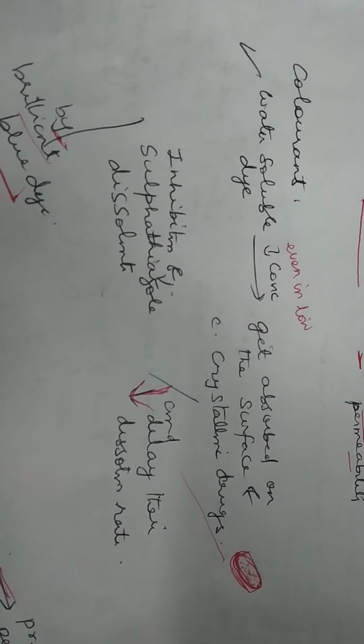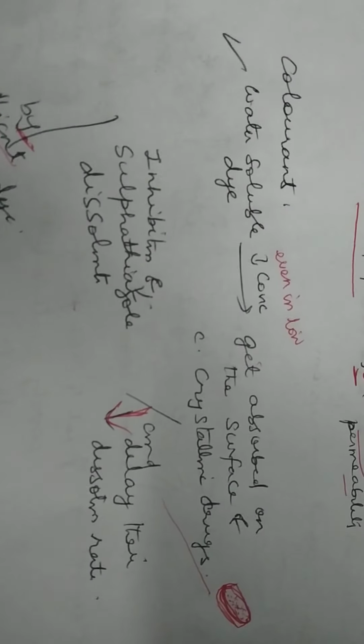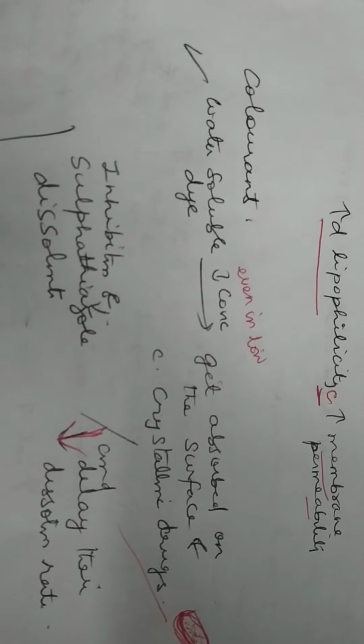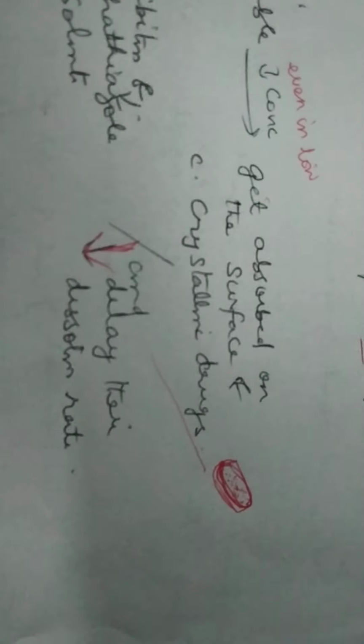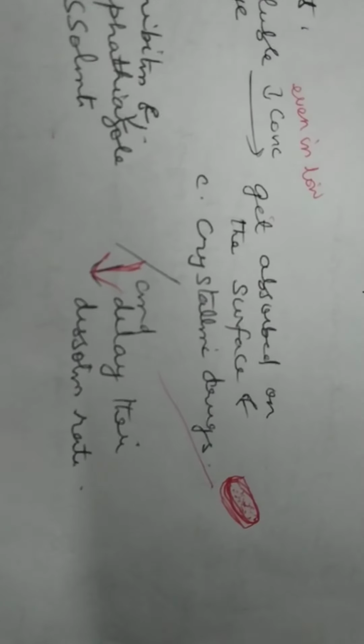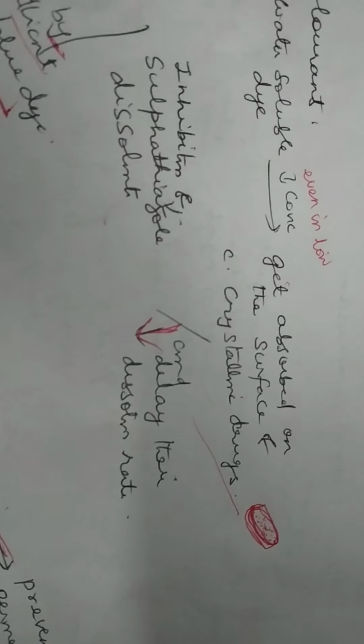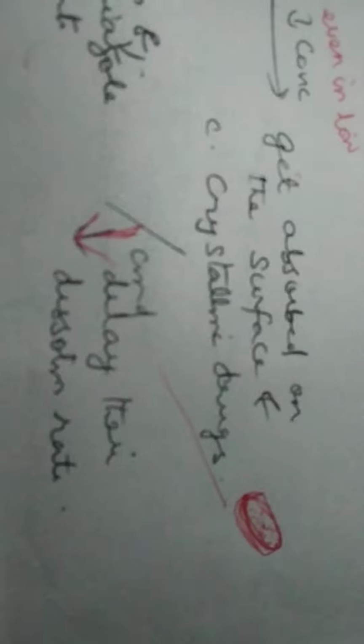And coming to the next one, colorants. So colors we are using in the solid dosage form. A water soluble dye, even with a low concentration, gets absorbed on the surface of the dosage form, that is, the surface of certain crystalline drugs, which delays the dissolution rate. So this is a tablet. If you are using a water soluble dye, it may get absorbed and that will delay the dissolution rate.